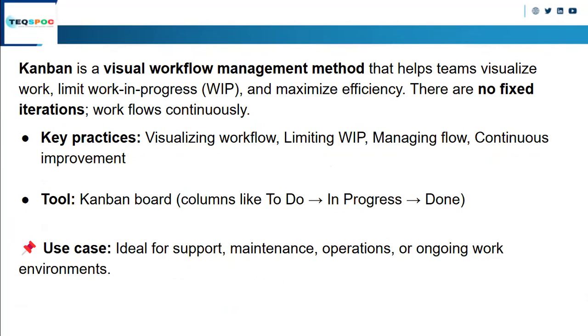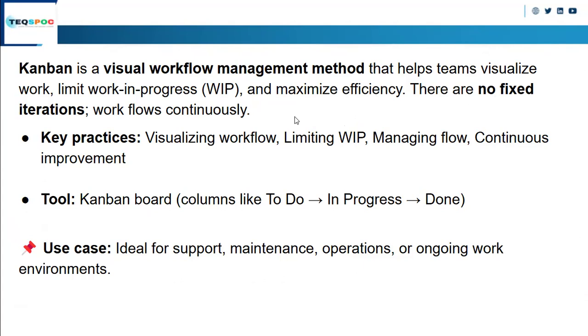Kanban is basically a visual workflow management method that helps the team visualize the work and limit the work in progress, meaning you can set a limit on how much work one developer can take at a time. Like here you can limit that at a time one developer can take one user story, then after completing it he can take another user story. That is the work-in-progress limit. By using the work-in-progress limit and visual workflow, we get maximum efficiency.